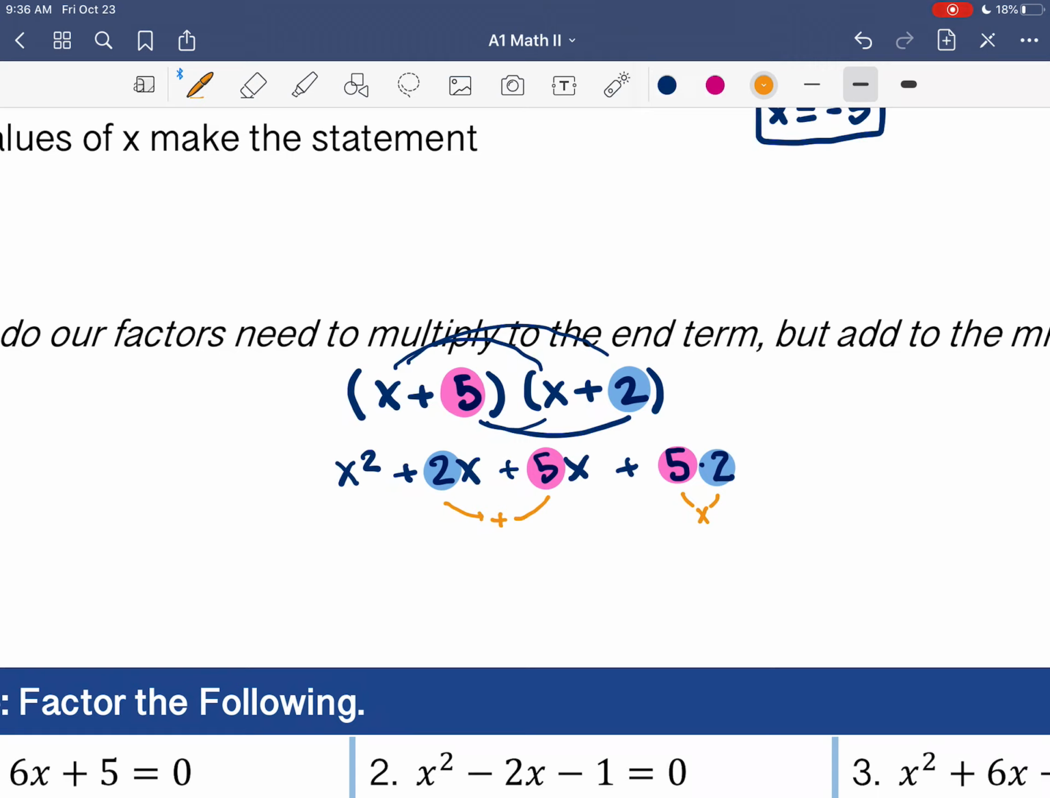So finding two numbers that multiply to the n term and add to the middle term is just trying to do this in reverse, right? Trying to figure out what makes this true. So adding those two numbers gets us 7x, and multiplying those two numbers gets us 10, which is what we do to get back where we started.